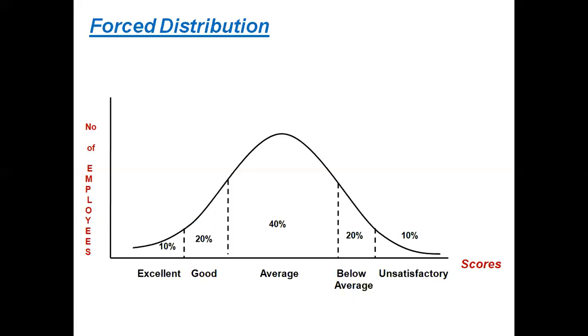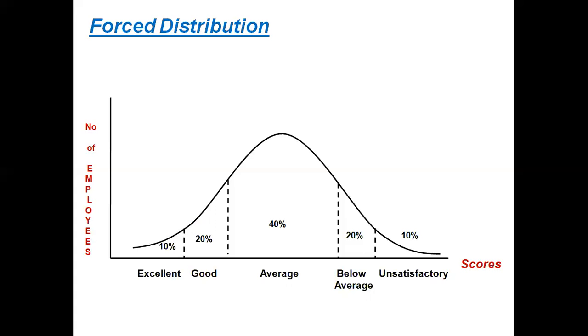The next 20% may be placed as good, 40% of them may be put under the average category, and then 20% below average and 10% poor. So the people are forcibly put into these categories.